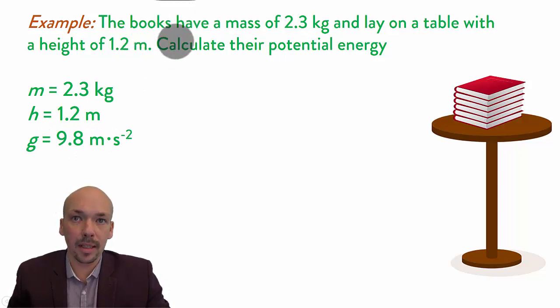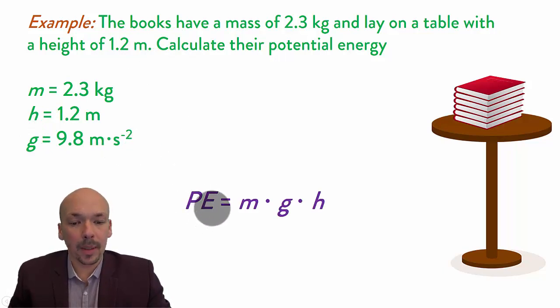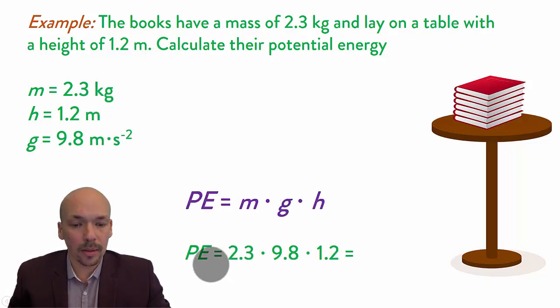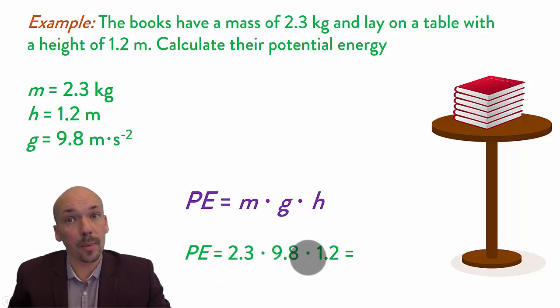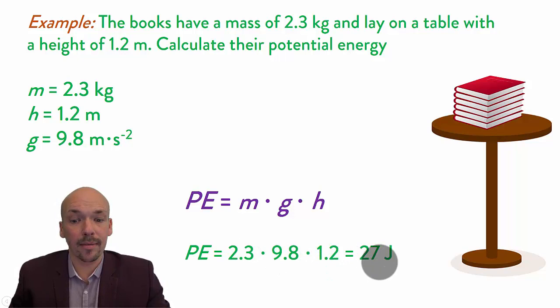If it's not given in the question, then you should just see this as a default. It's always like this. So we have the equation. We can put our data into the equation. So we have 2.3 multiplied by 9.8 multiplied by 1.2, and we have 27 joules. So the potential energy these books have is 27 joules.